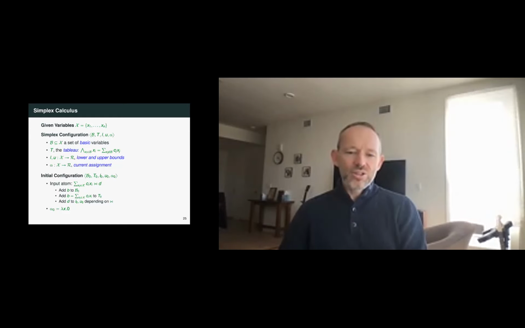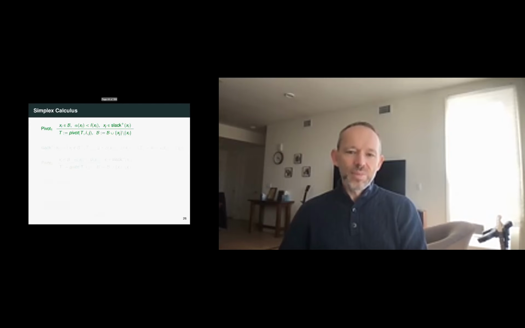Okay, so the way we've constructed the formula, we're guaranteed that the constraints are on the basic variables. So what we're going to do is look for a basic variable that's violating its bound. What this pivot 1 rule says is you have alpha at xi, that's the current assignment of xi, is less than its lower bound. Okay, so it's out of bounds. And furthermore, there's some xj, which is a non-basic variable that has some slack.